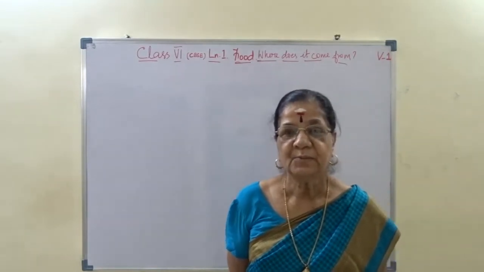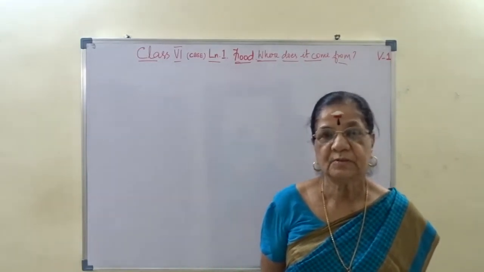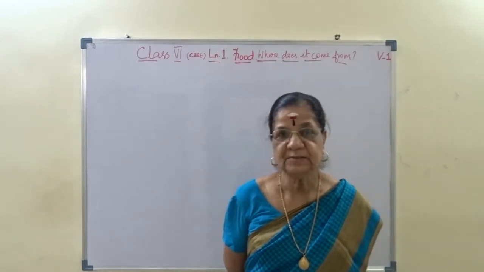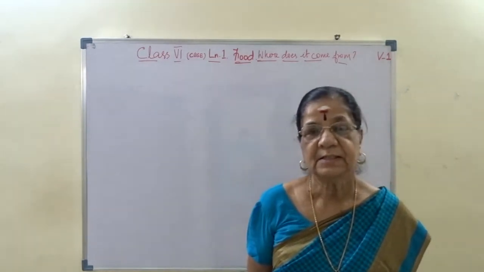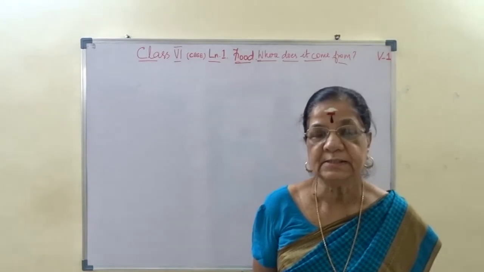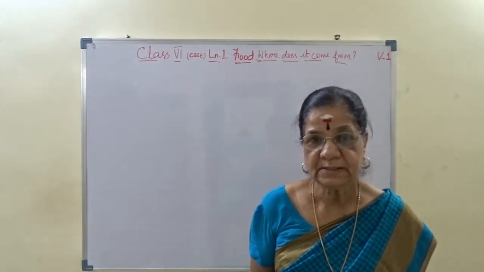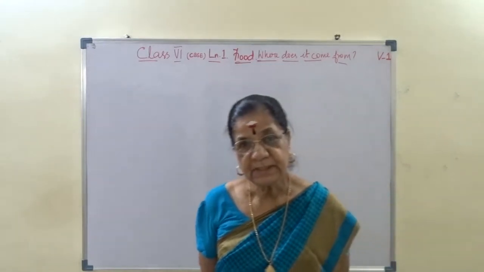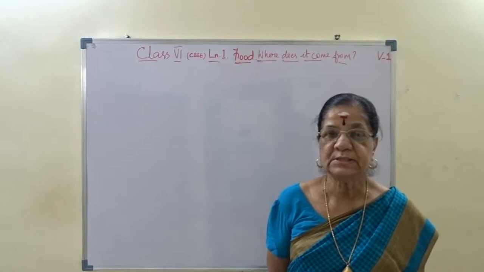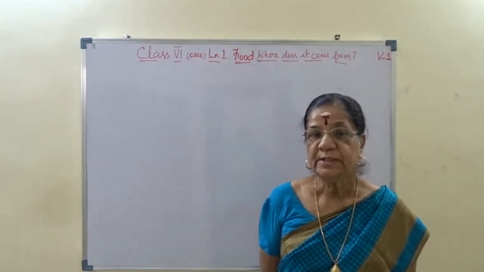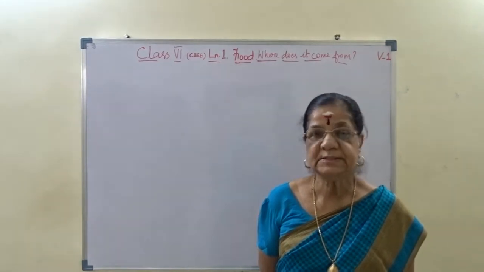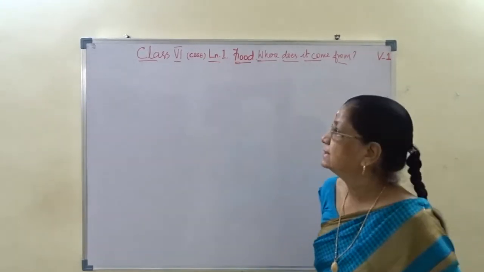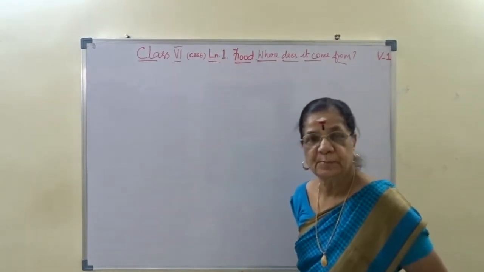Today I am going to discuss the biology portion of the first lesson. In 6th standard science you learn physics, chemistry and biology separately, and within biology, botany and zoology. But we have only one science book with all these lessons. The first lesson is Food: Where does it come from?